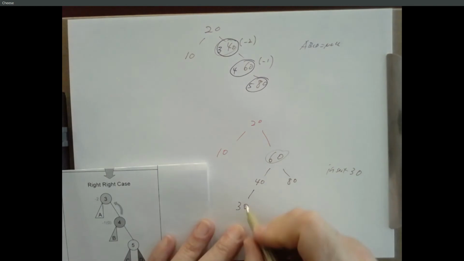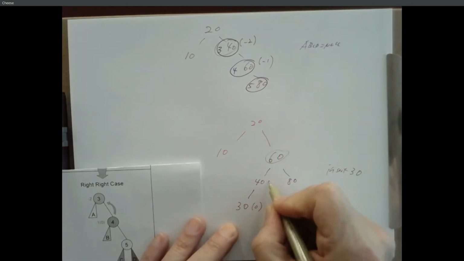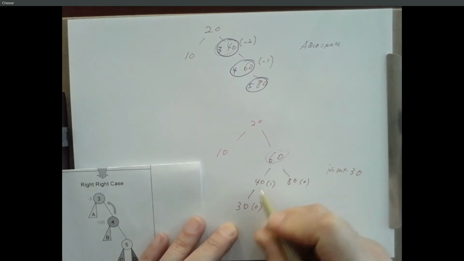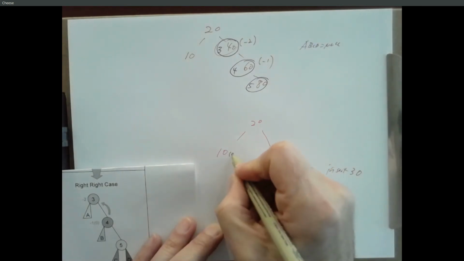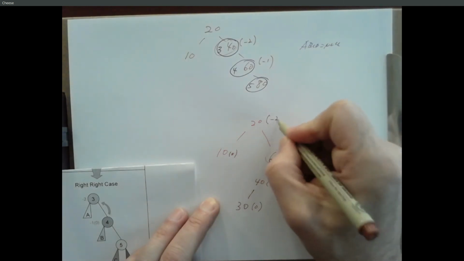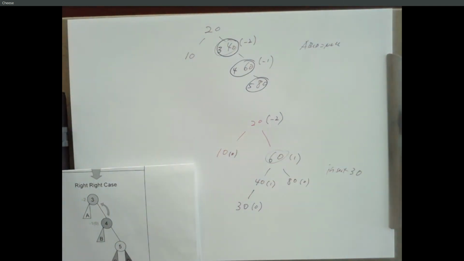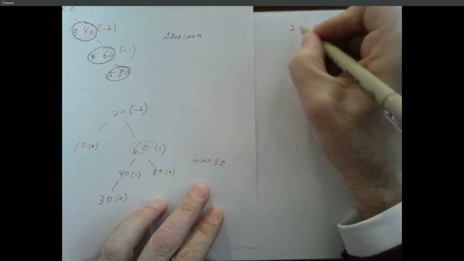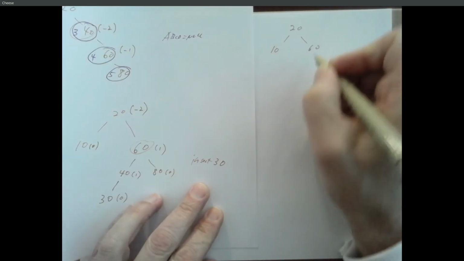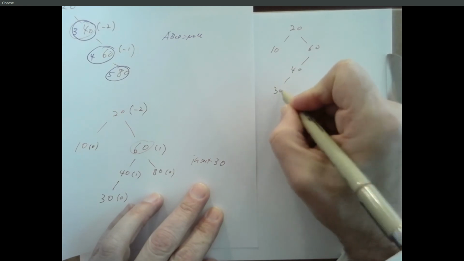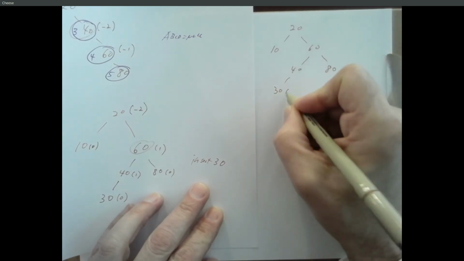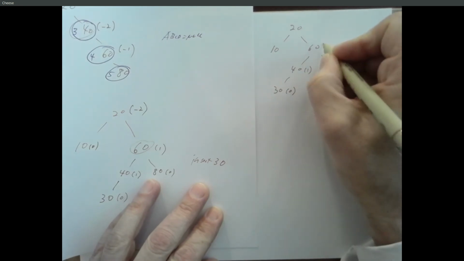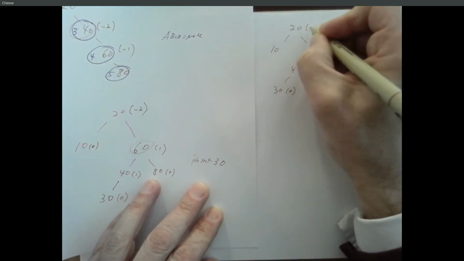So let's find balance factors. This is a 0. This is a 1. This is a 0. This is a 1. This is a 0. This is a -2. So let me redraw that. 20, 10, 60, 40, 30, 80. So balance factor of 0, 1, 1, -2.